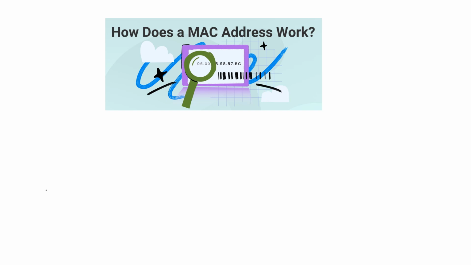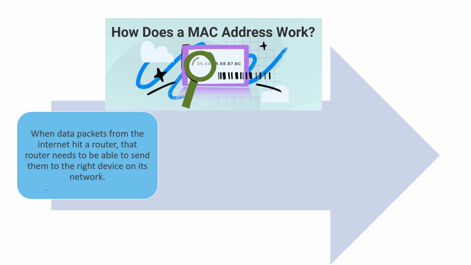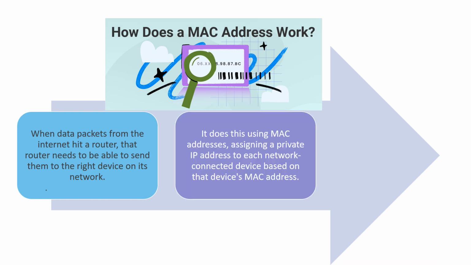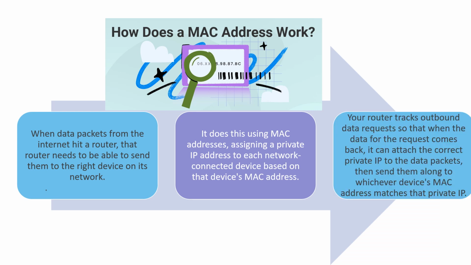Now we can see how a MAC address works. When data packets from the internet hit a router, that router needs to be able to send them to the right device on the network. This is done using the MAC addresses. That is, the router assigns a private IP address to each network connected device based on the device's MAC address. This private IP address is totally different from the IP address that your internet service provider provides you, and your router tracks the outbound data requests.